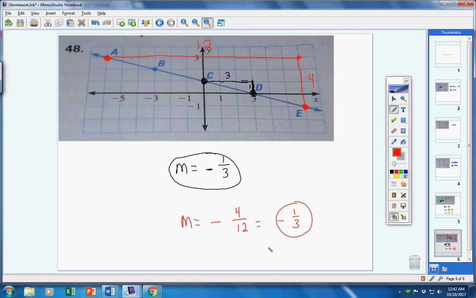There we go. So no matter which ordered pairs you choose to use, students, on these lines, you'll get the same slope for the line.